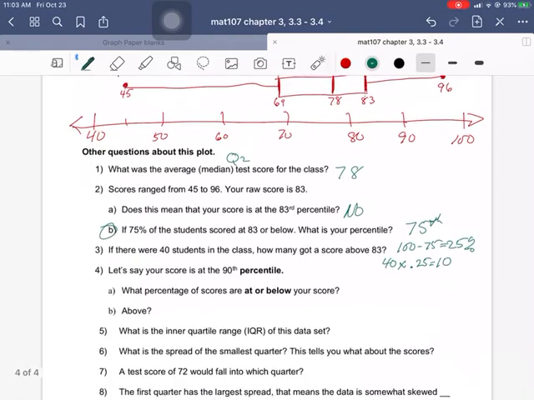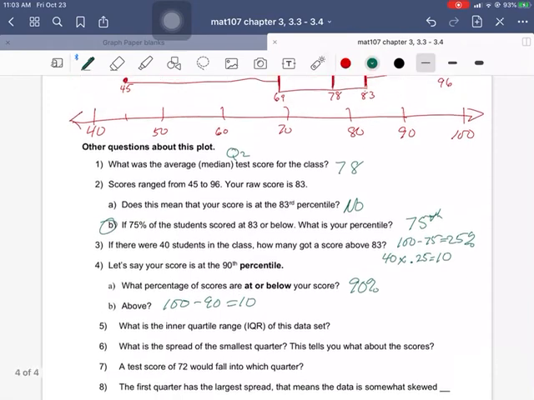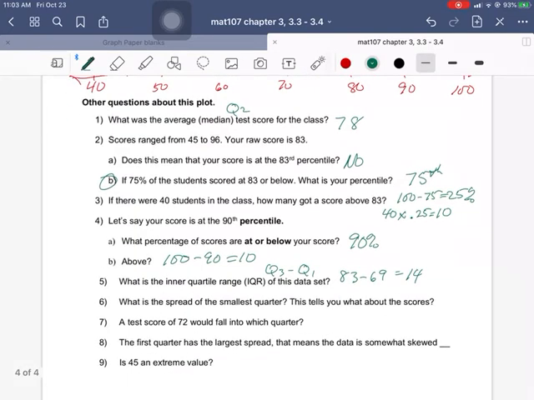Let's say your score was at the 90th percentile. What percentage of scores were at or below your score? 90%. Above, 100 minus 90 is 10. Interquartile range of this data would be Q3 minus Q1, so that is 83 minus 69 is 14. That's the spread of the smallest quarter.